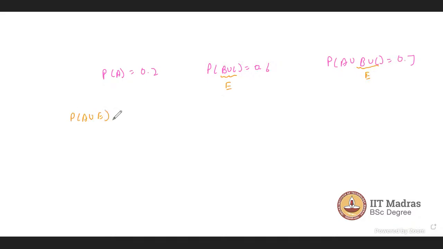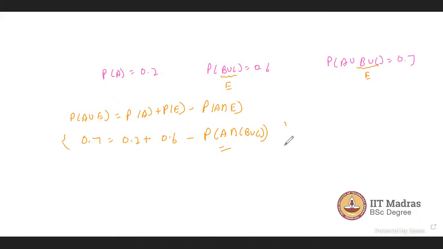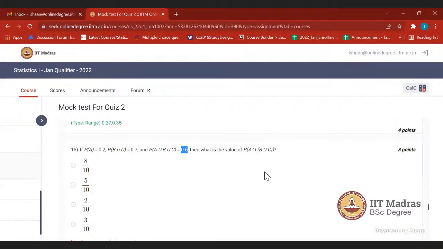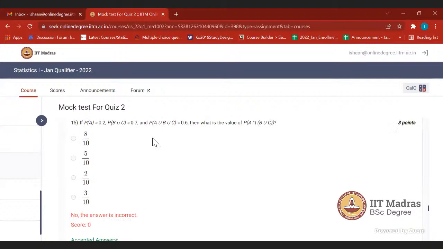Yes, sir. It's A plus E minus A intersection E, right? A union E is given to you as 0.7, A is 0.2, E is 0.6. If I plug in the values, A intersection B union C is what you have to find. I got 0.1, sir. Yeah, 0.1 will be the answer. This question here is wrong.